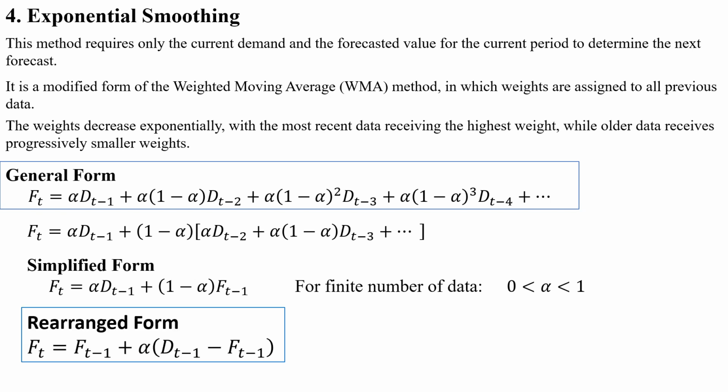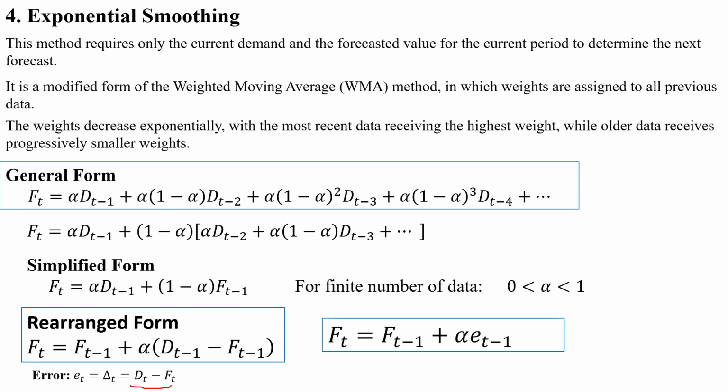Once again we rearrange the form: F_t equal to F_(t-1) plus alpha into (D_(t-1) minus F_(t-1)). And we know that the error is the difference between the demand and forecasted values. So this equation can be written as F_t equal to F_(t-1) plus alpha into the error of the (t-1) period.